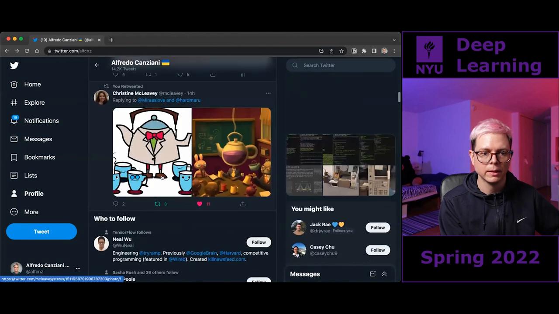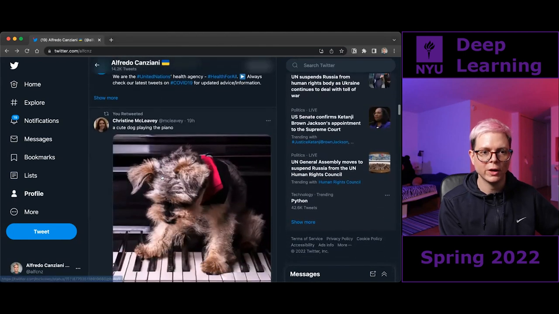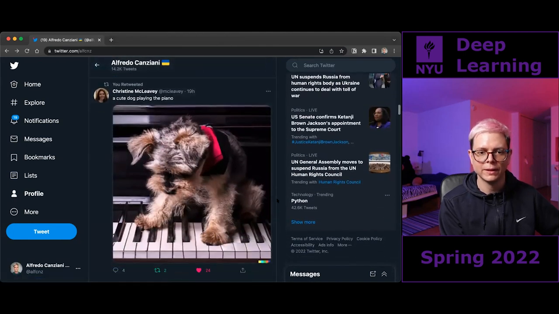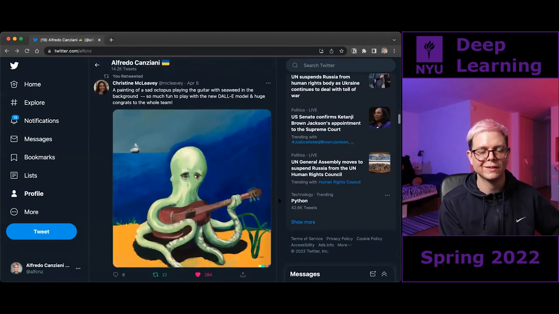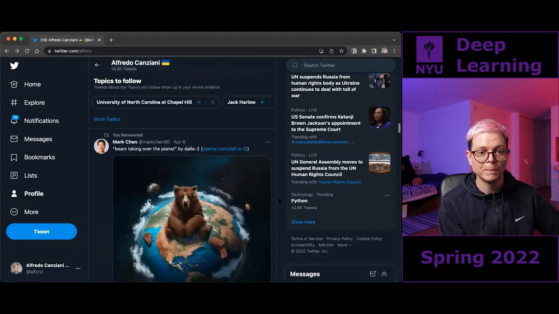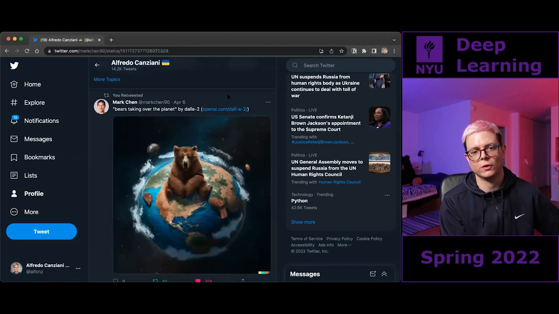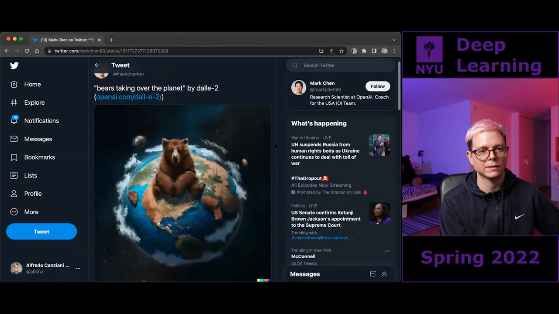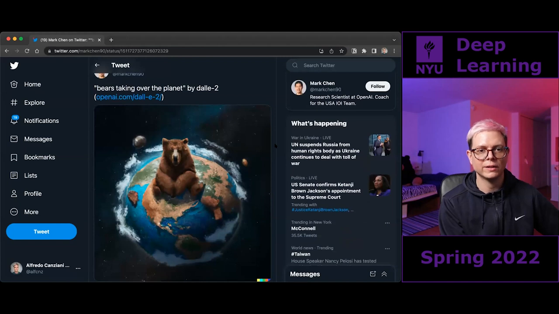Again, you have a cute dog playing piano. And you have this one, which is ridiculously awesome. I mean, all of them are just amazing. A painting of a sad octopus playing the guitar with seaweed in the background. So much fun. That was the prompt. Oh, this one, I think, is hilariously amazing. Bears taking over the planet.